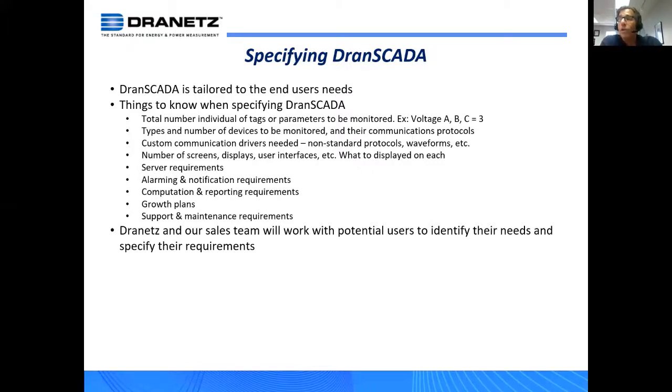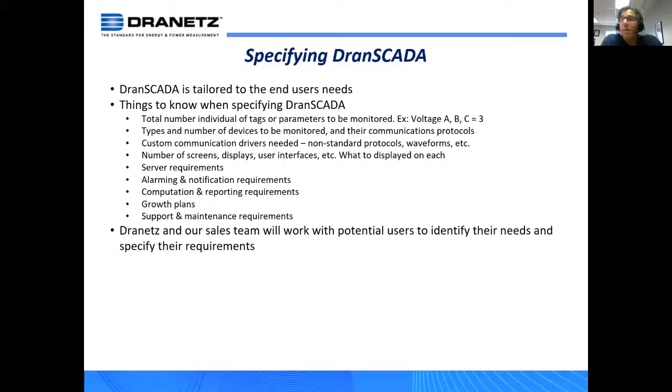So we need to know the total number of tags or parameters. These are individual things. So as an example, in the power world, voltage A, B, and C for phases A, B, and C are 3 tags or parameters. So each individual monitored parameter is a tag. And this is contrary to a DranIT's monitoring system where we talk about a complete meter as being a monitoring device. So for DranSCADA's purposes, due to its wide variety of compatibility, each individual parameter that you want to keep track of is one monitoring point.